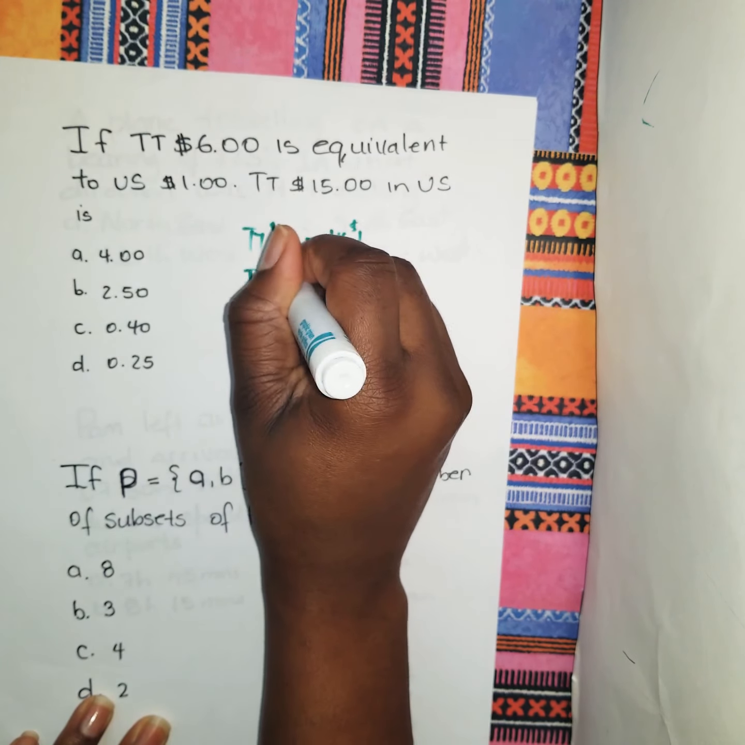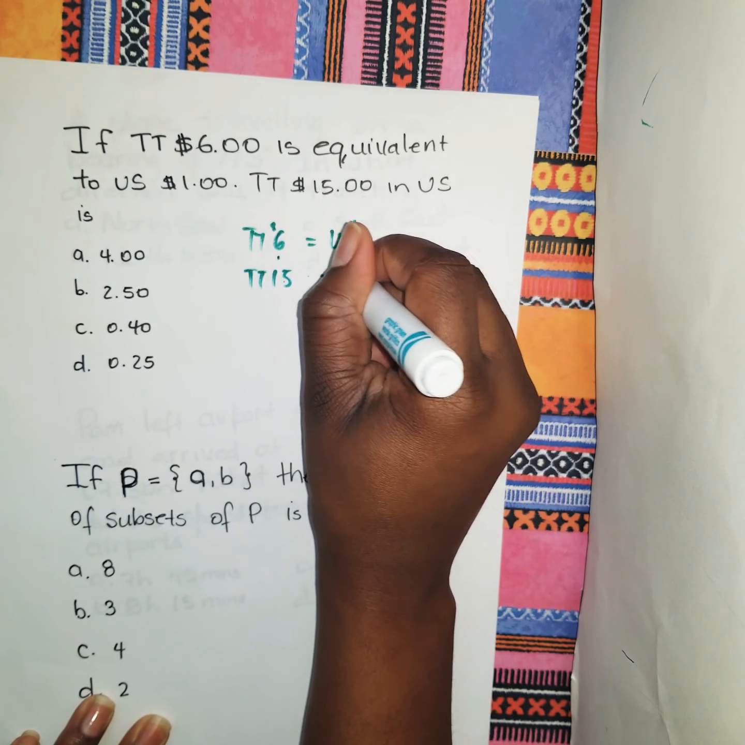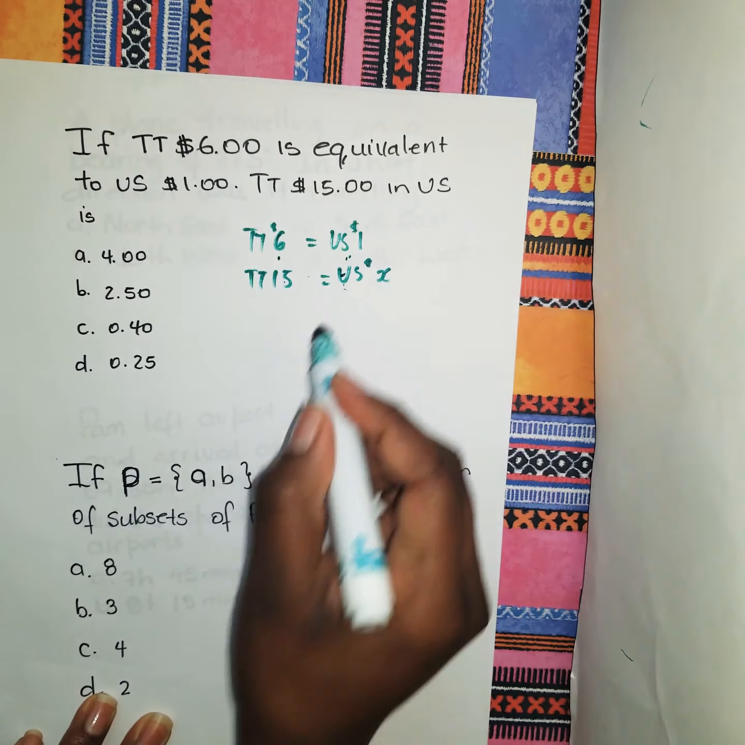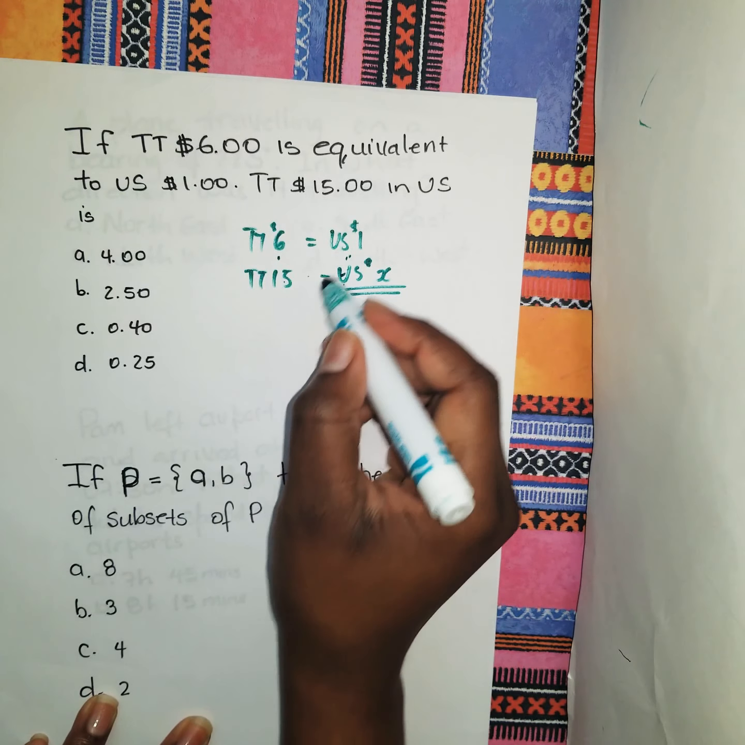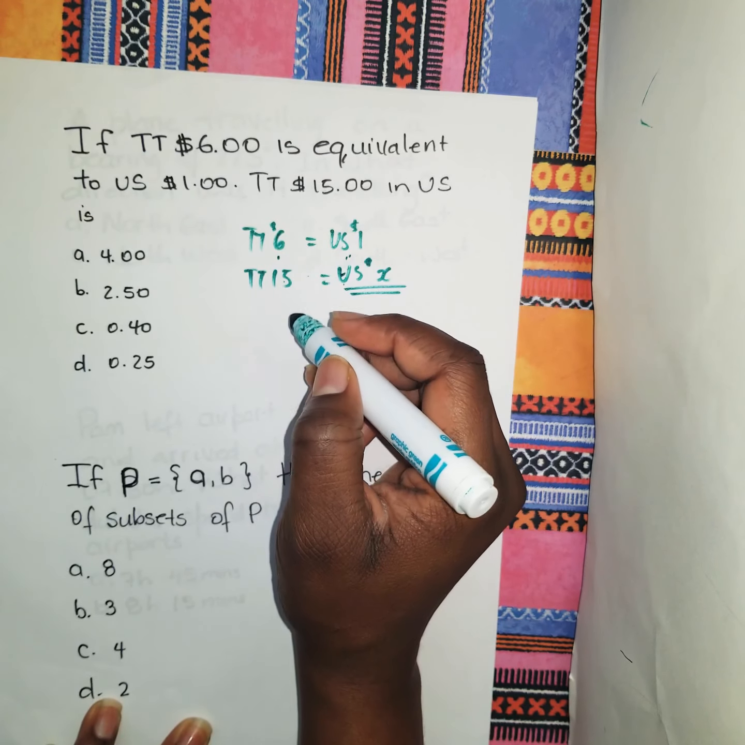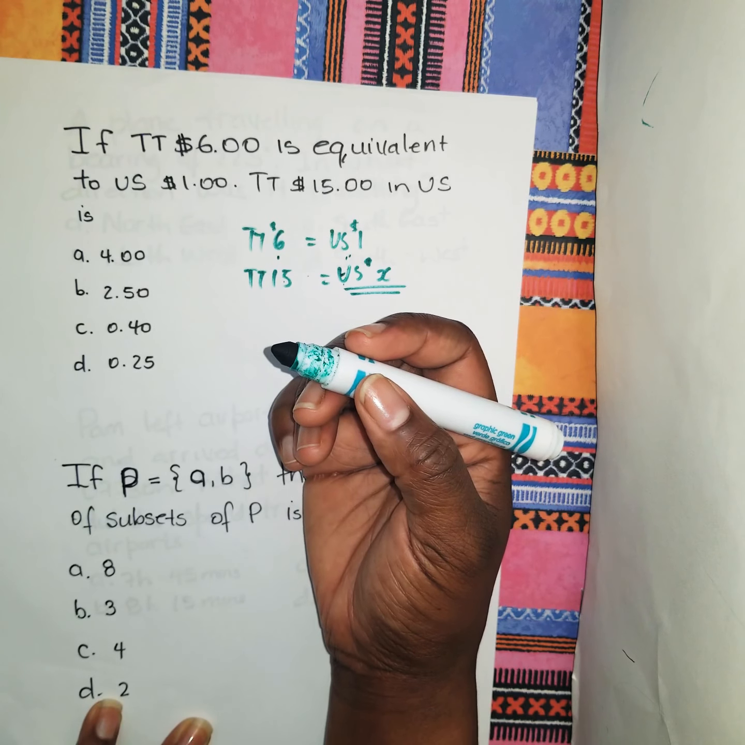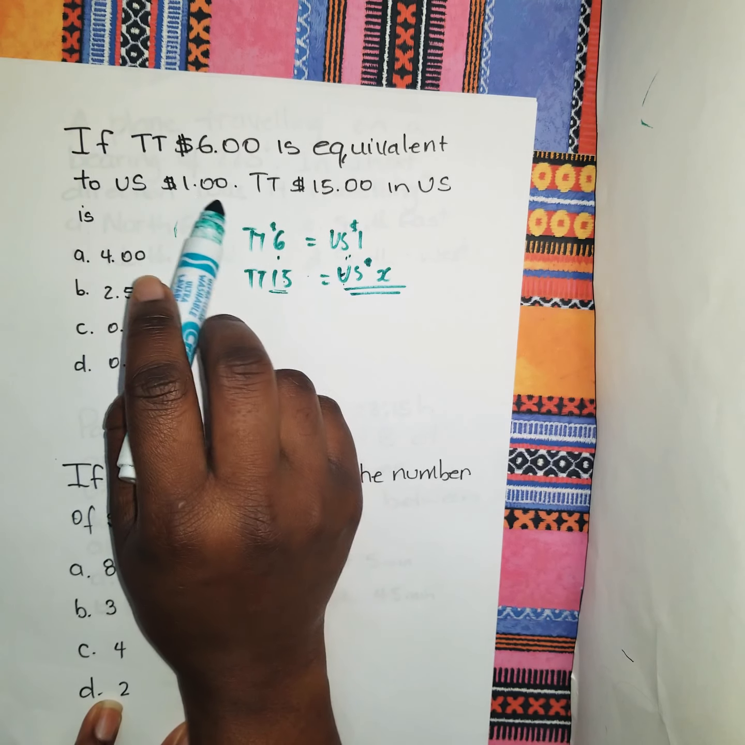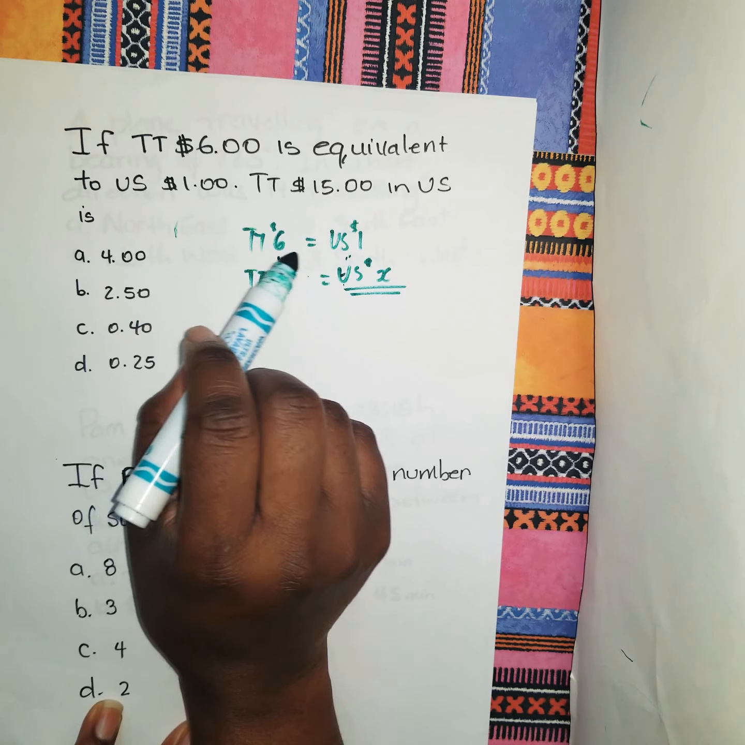So I always tell you, currency under currency, and you can work them out. All right? So X is what we're trying to find. You can use the cross multiply method, or you can do it in your head by saying 15 TT would be US $2.50.